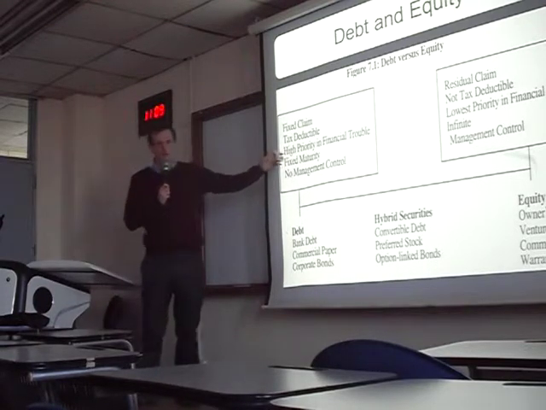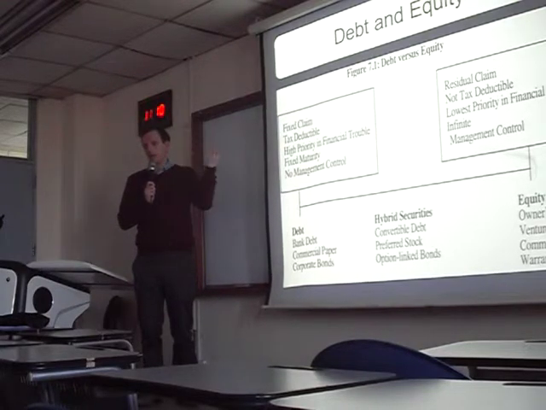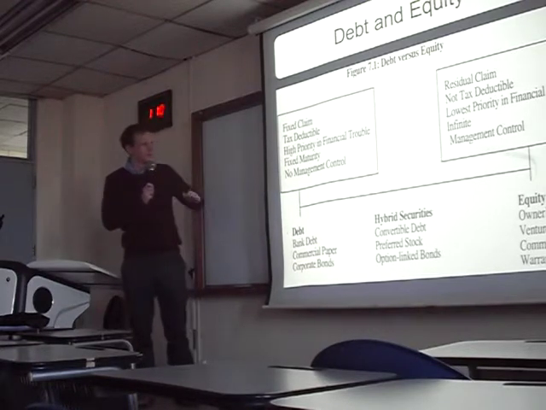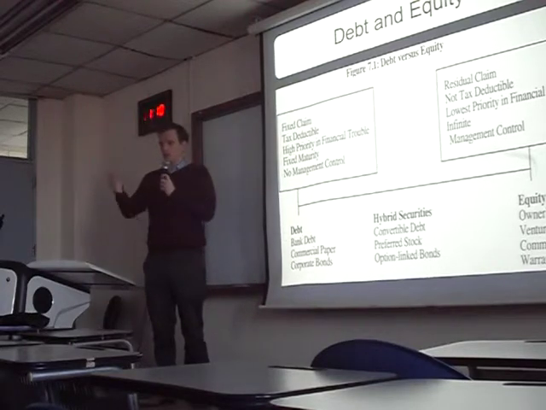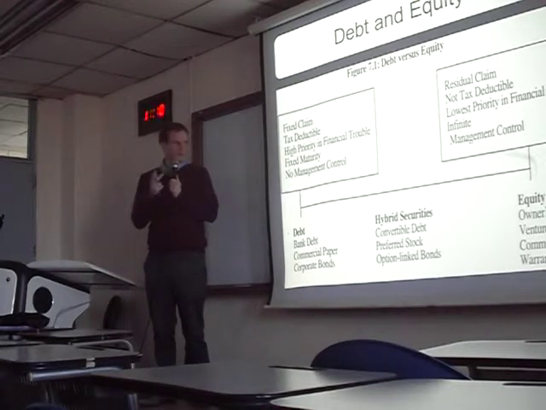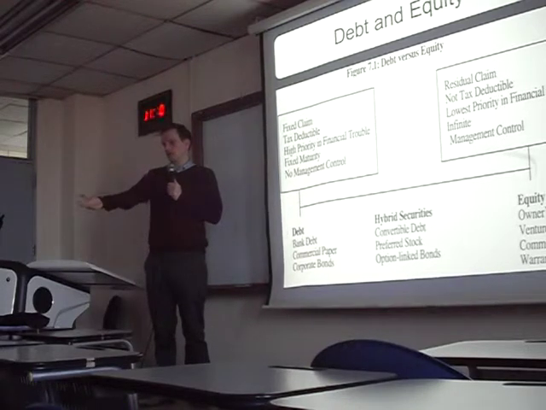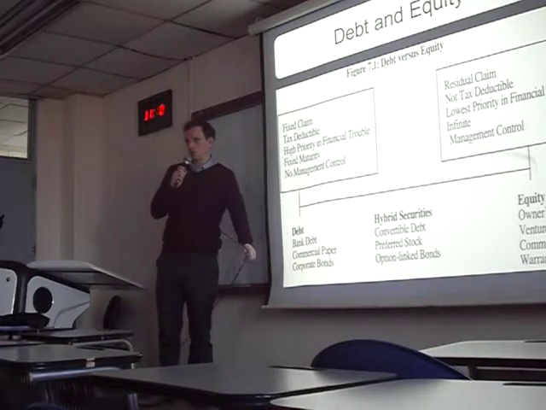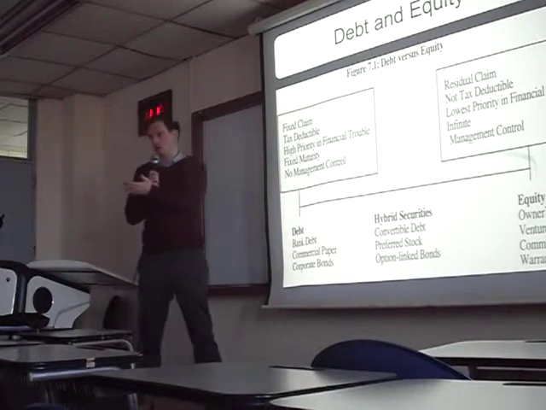If the company fails or has financial trouble, we have to pay back the holders of debt first. So it has a high priority. Fixed maturity means it has a fixed time. I lend you money for 1 year, for 2 years. And no management control. So I lend money to you, I don't have any control. I just lend you the money, and you just do what you want with the money.